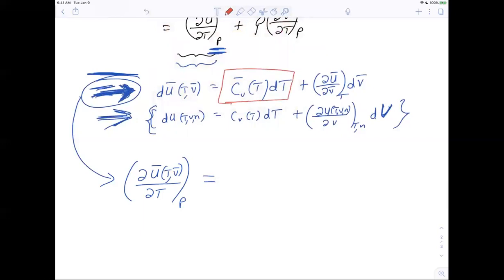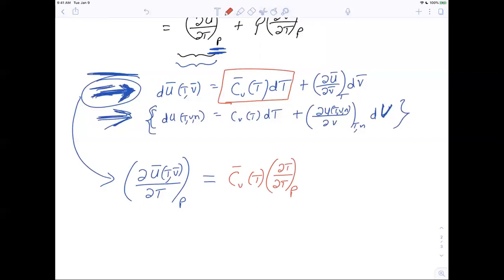Okay. Now Cv bar is a parameter that's going to depend on temperature, but we can treat it as a constant for the moment. We'll treat it as a constant for a moment. So that's going to be Cv bar of T times the partial of T with respect to T at constant P.